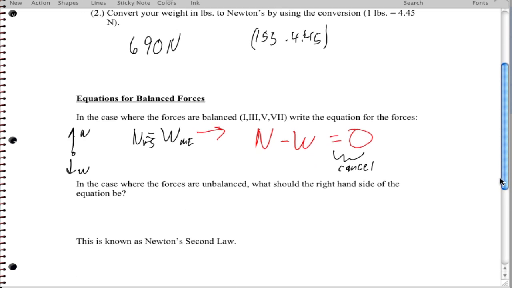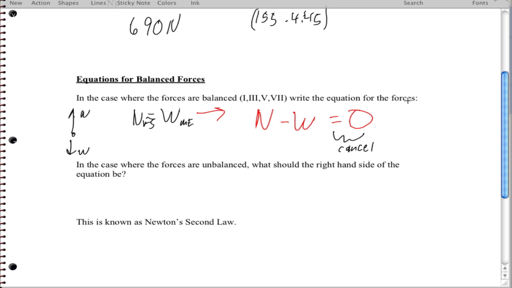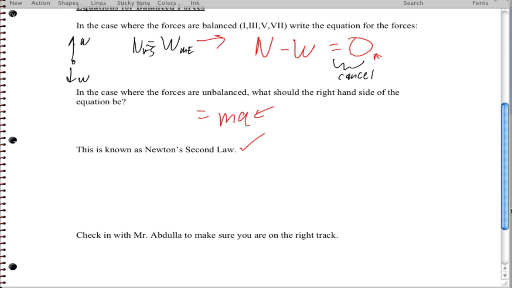Now here's what happens. In the case where the forces are unbalanced, this right-hand side now reads as ma, and this is what's known as Newton's second law. So when they're balanced, it equals 0. When they're unbalanced, it equals ma, and that's the whole point of today's lab. That lets us calculate the normal force when the forces don't balance. So we want to figure out, what's the scale really reading, and what does that actually mean?